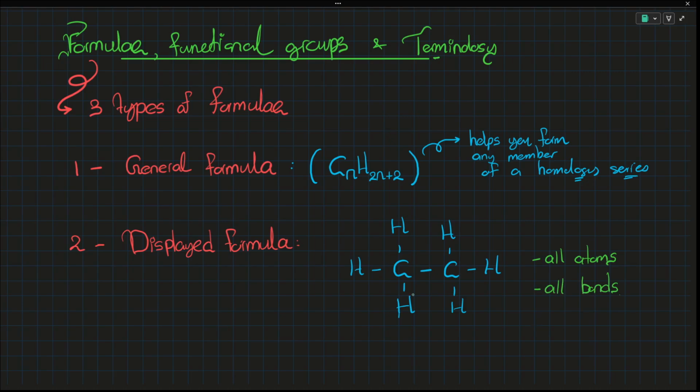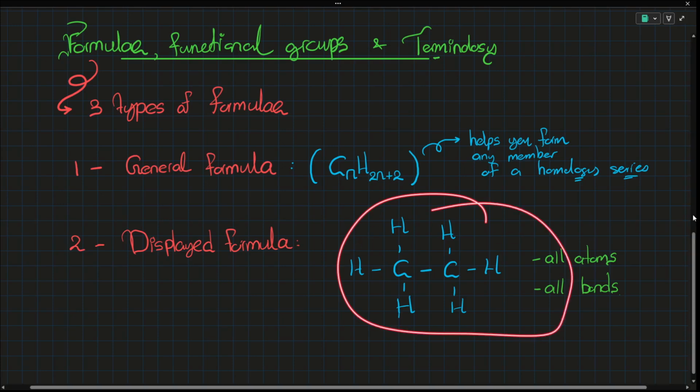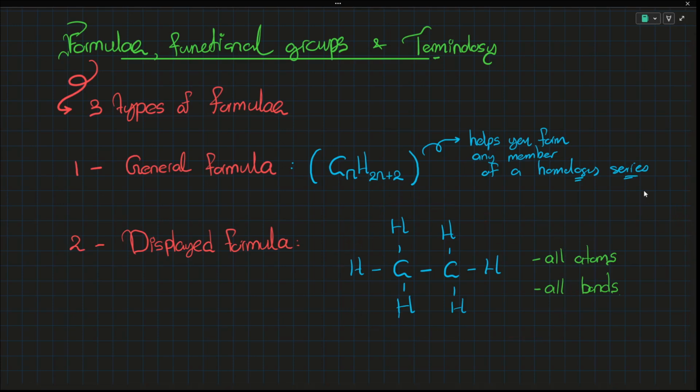So this is an alkane, C2H6. We'll talk about those things later. All you have to know is if everything is spread out like this, we call that a displayed formula. Everything is displayed, it's very simple. Now, you won't really be asked to define the three types of formula. There's a way in which you should use this information, and I'll tell you how exactly you should do it.